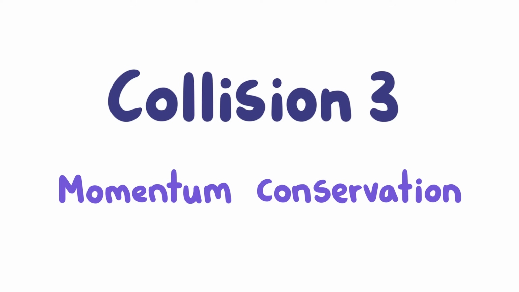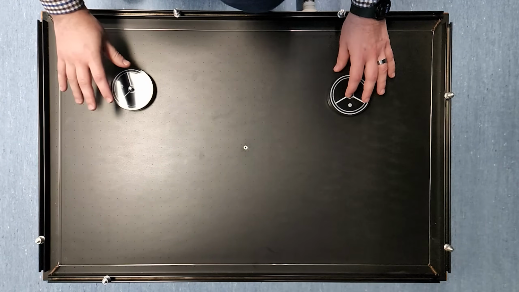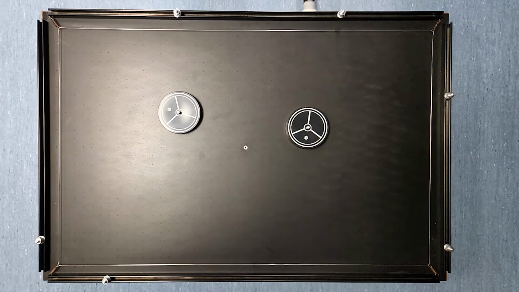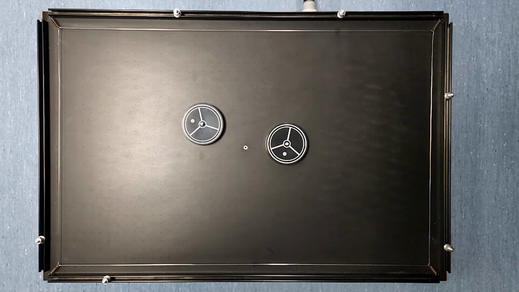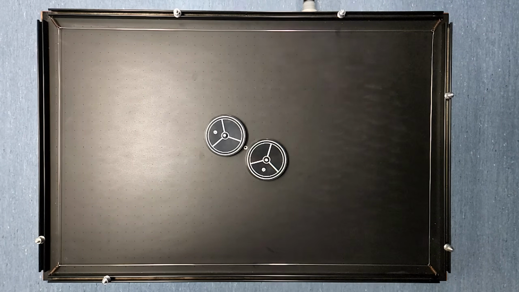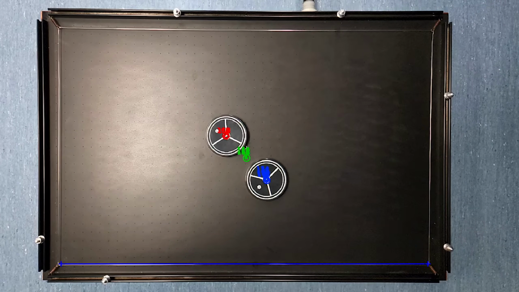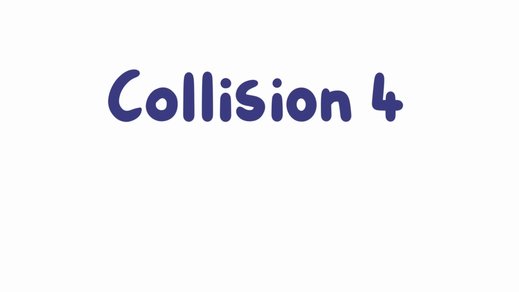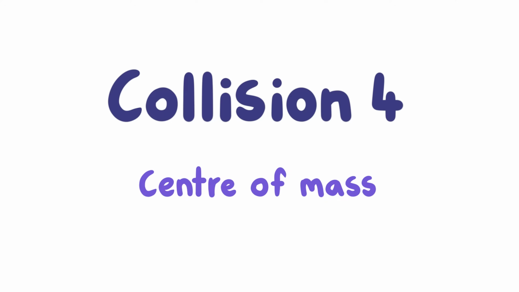Collision 3. Momentum conservation. Because there are no unbalanced external forces, we can assume that momentum is conserved, meaning that the difference between the initial and final momentums should be zero. Using the tracker data to calculate the difference, we get a difference of 0.76%, small enough to dismiss as random error.